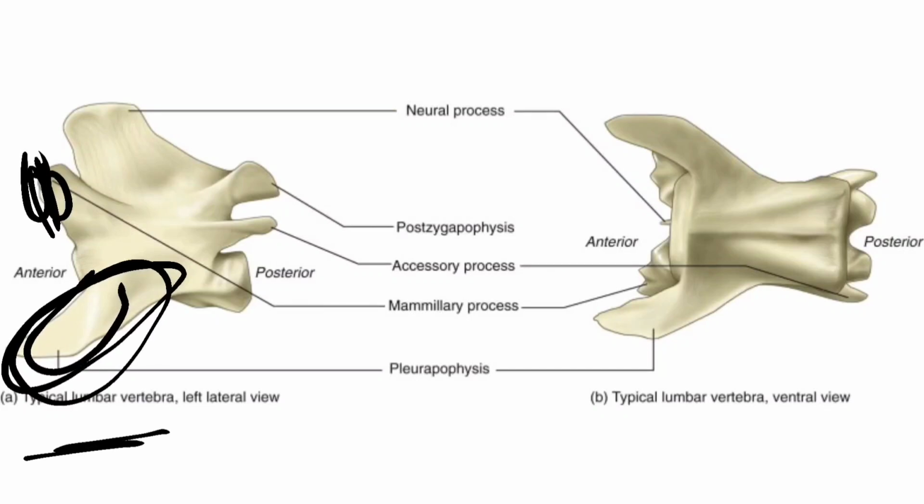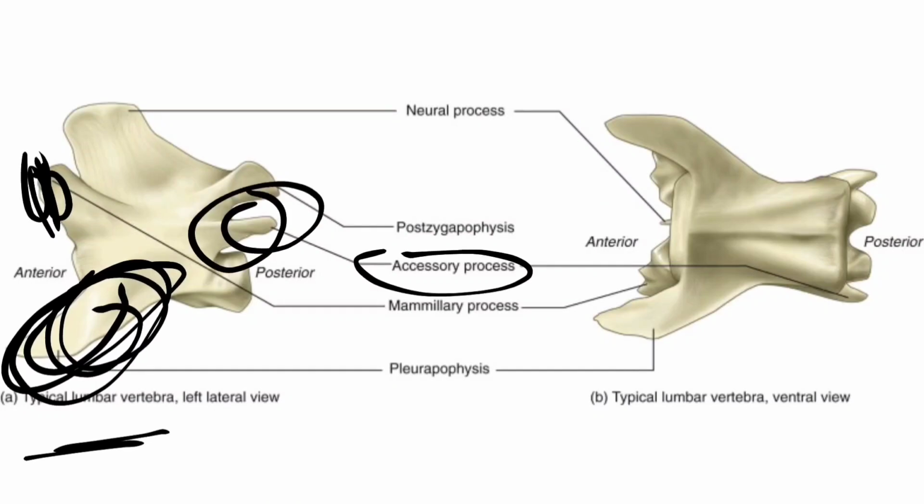And the last one is the accessory process. These are situated between the transverse process and the posterior articular processes. So those processes which are situated between the transverse process and the posterior articular processes are called accessory processes. For example, here, this is the accessory process, situated between the transverse process and the posterior articular process. This is also noticed in the lumbar vertebrae of the dog. This is about the 6 processes.